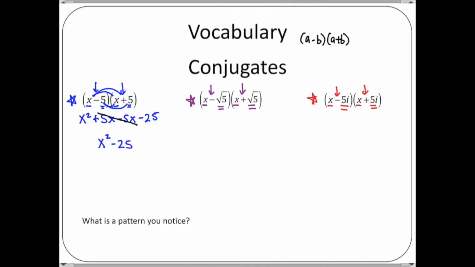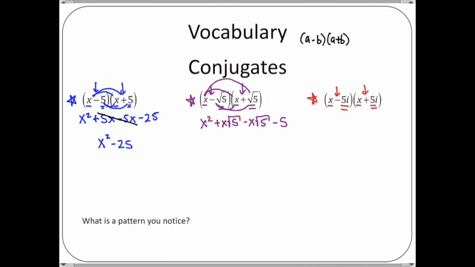Moving on to the next one, doing some FOIL again. x times x is x squared. x times the square root of 5 is x square root of 5. Negative square root of 5 times x is a negative x square root of 5. And a negative square root of 5 times a positive square root of 5 is just going to give us a negative 5.